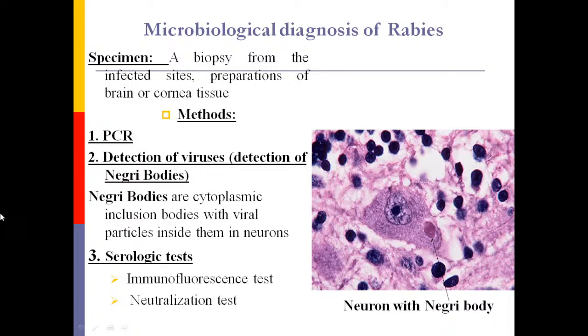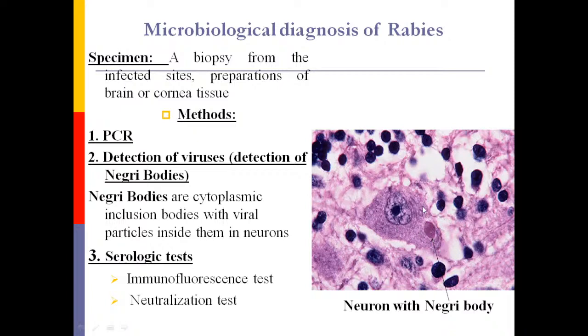Methods that are used for identification: the first one is PCR. The second one is detection of viruses by detection of Negri bodies. What are Negri bodies? Look at this photo, at this smear. Negri bodies are cytoplasmic inclusion bodies with viral particles in neurons.